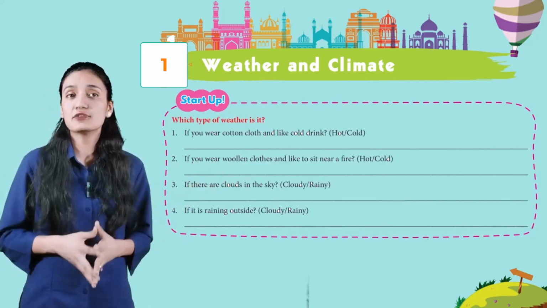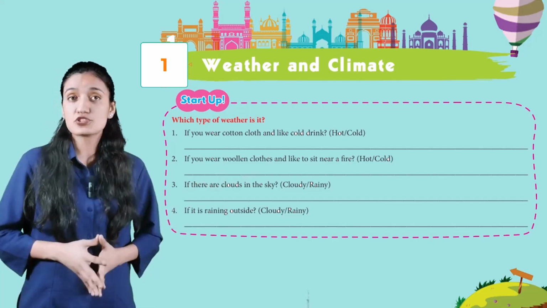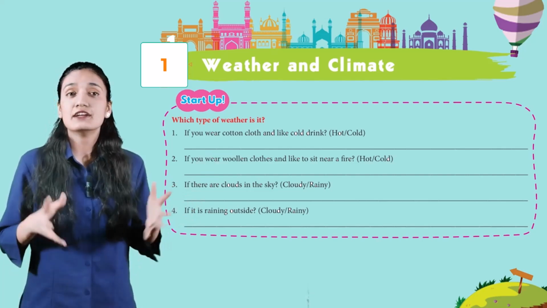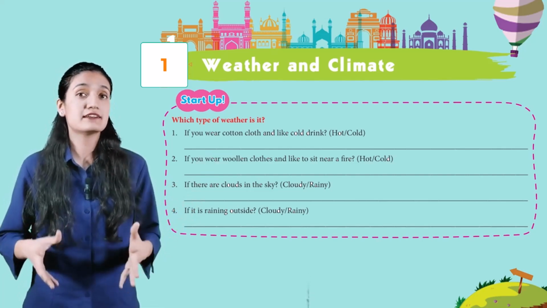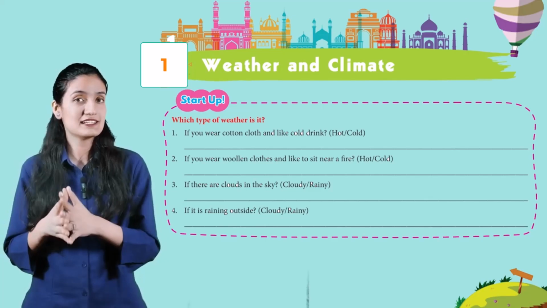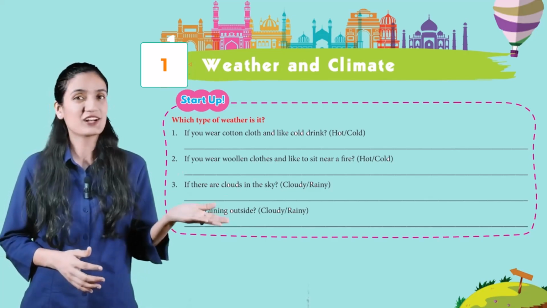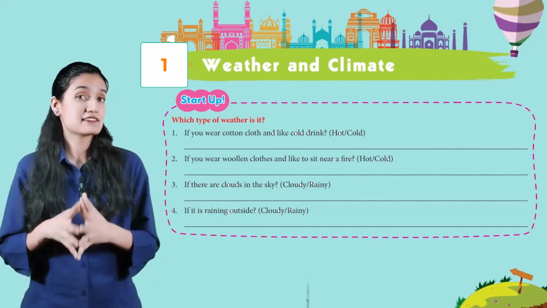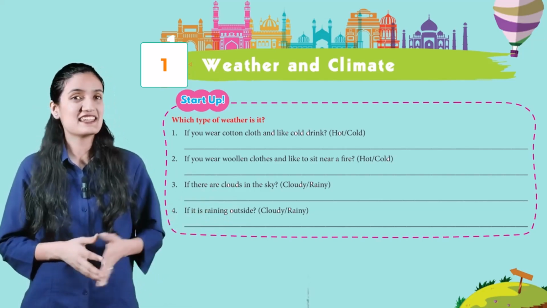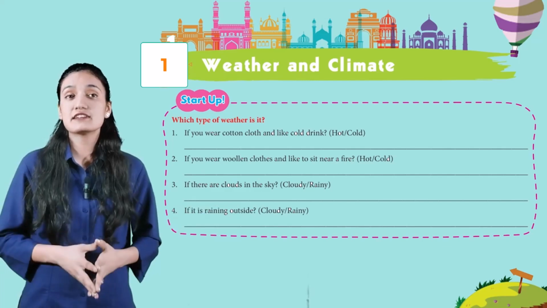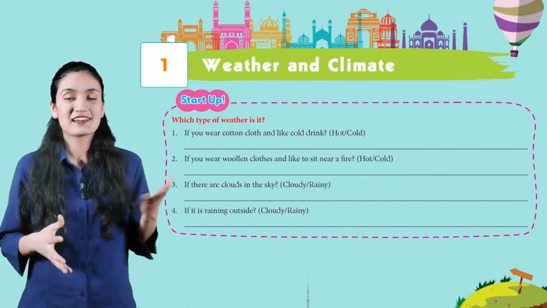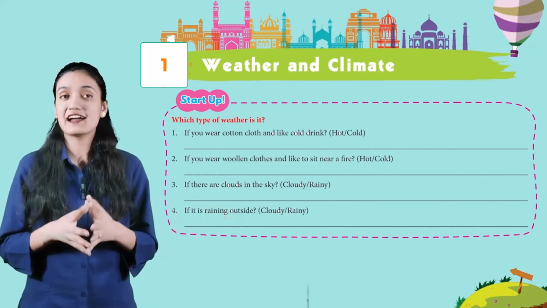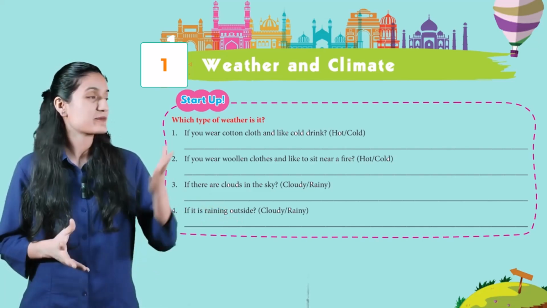First, if you wear cotton clothes and like cold drink, hot or cold. Second, if you wear woolen clothes and like to sit near a fire, hot or cold. Third, if there are clouds in the sky, cloudy, rainy. Fourth, if it is raining outside, cloudy or rainy. You have to read these questions carefully and answer these questions.